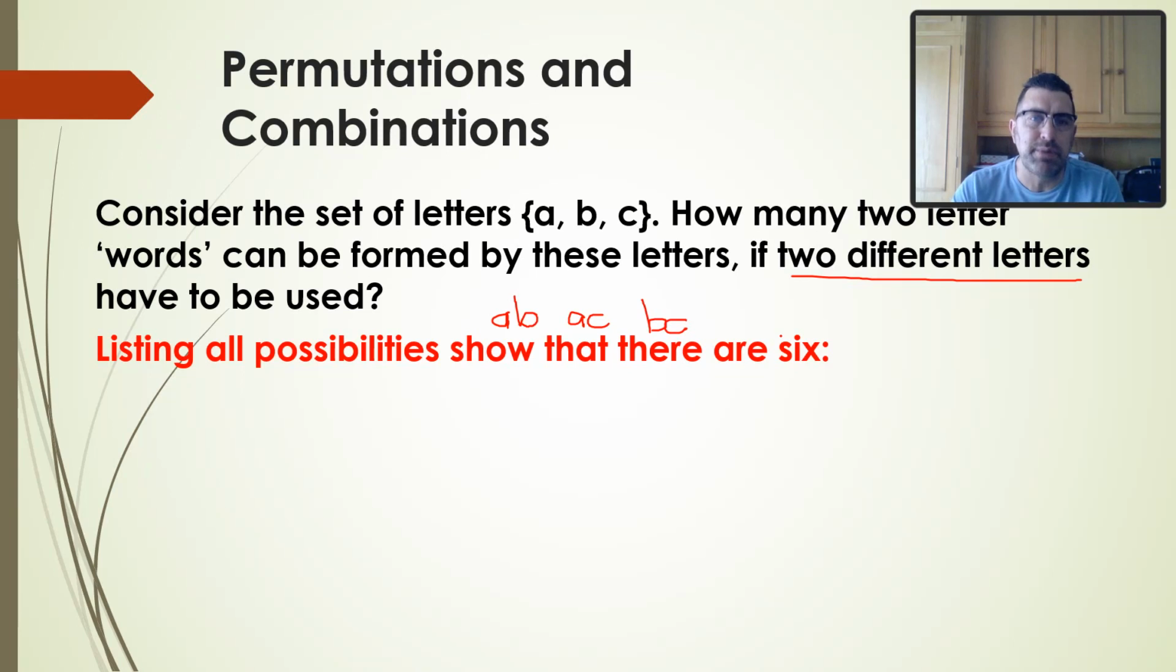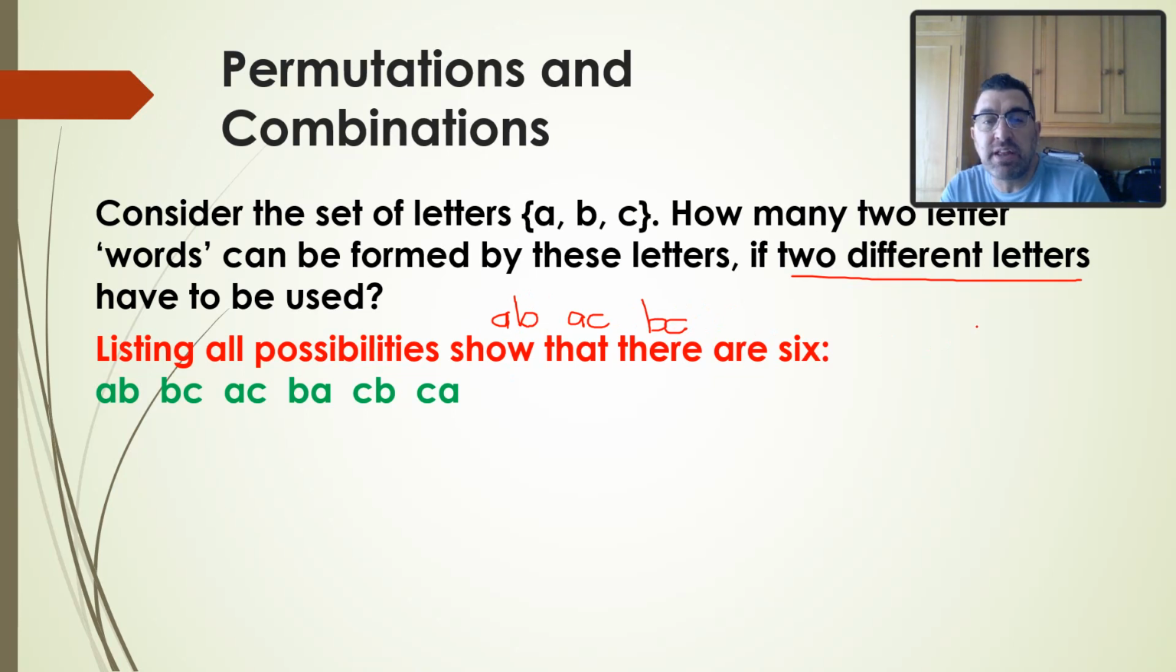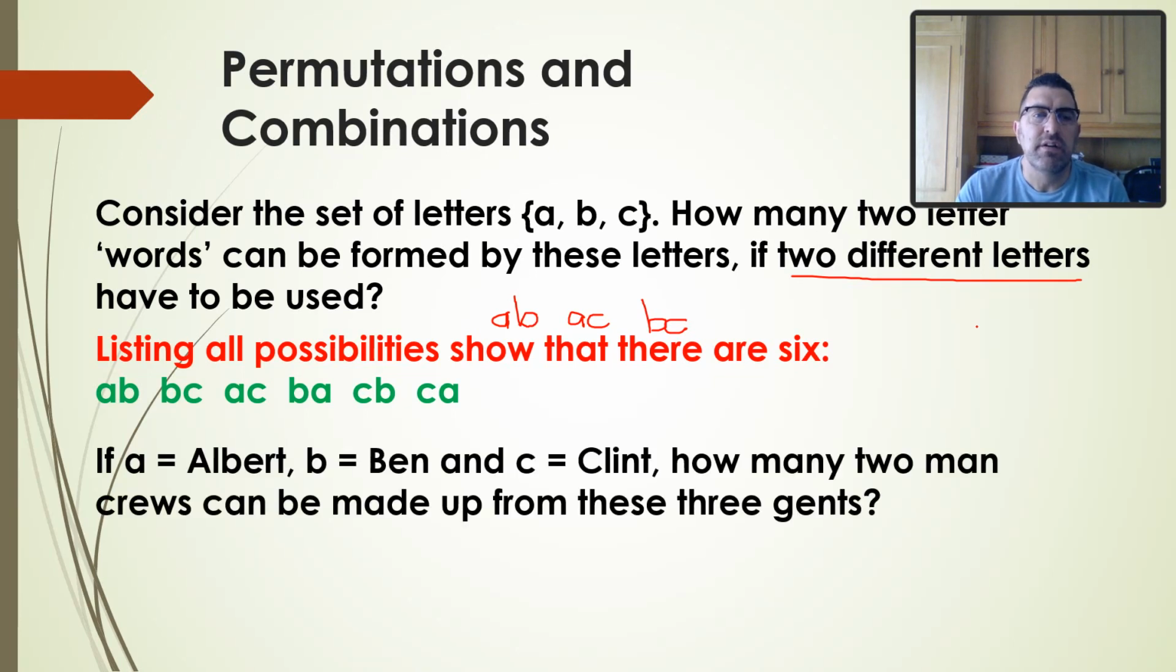Listing all possibilities shows that there are 6. There are AB, BC, AC. But then we can also choose them the other way around. BA, CB, and CA. So in other words, AB and BA, AC and CA, BC and CB. So the order of the letters were only restricted by the fact that they can't be the same. We can choose either AB or BA. So there's 6 possibilities for us to do this.